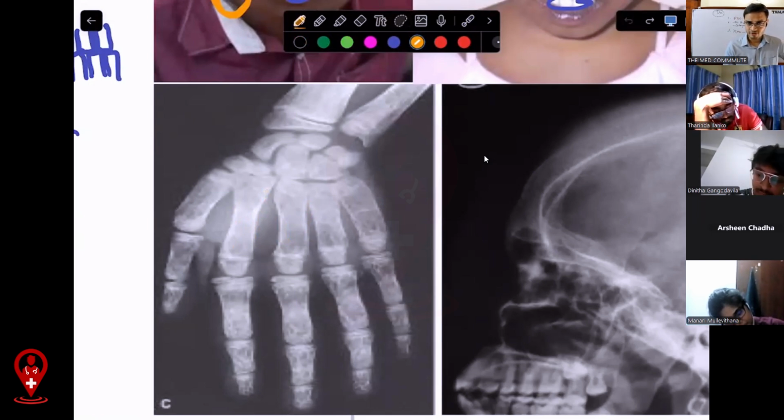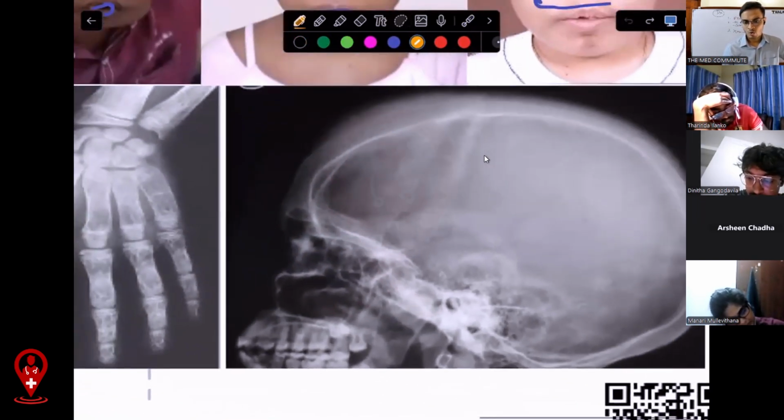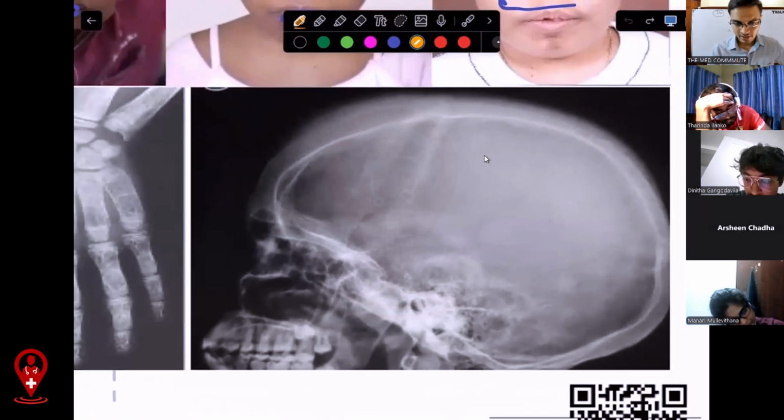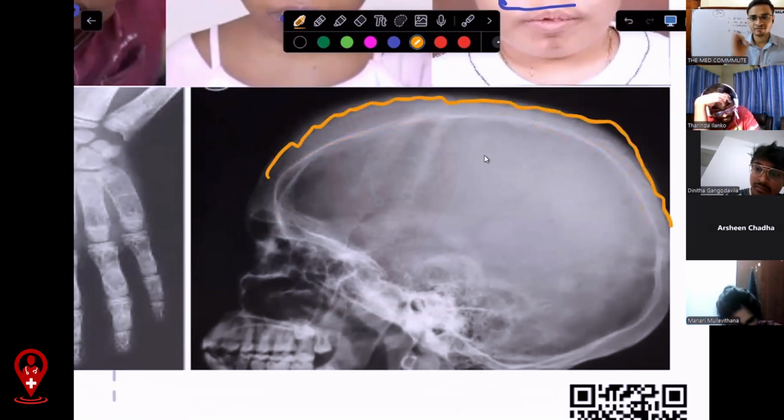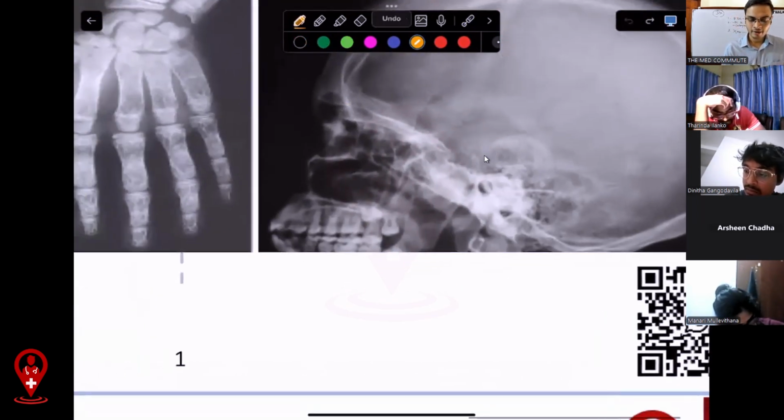The other thing is, guys, if you look at this skull X-ray, what can you see here? Now, this right here is the margin of the skull. Also, what can we see? We can see another very irregular, hazy appearance on top of that skull margin, right? What is this, guys? This is what we call the hair on end appearance.